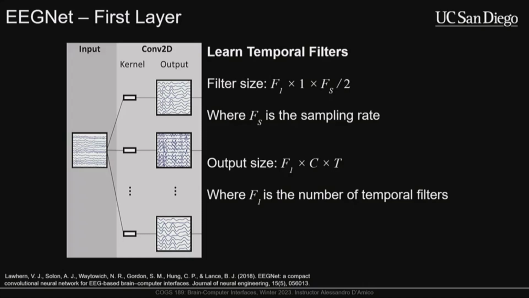And in this case, the size of our filter is going to be F1, which is just the number of filters, number of temporal filters, by 1 by half of the sampling rate. The reason you use half of the sampling rate is that it's a way of dealing with aliasing, which we talked about when we talked about filtering. So the Nyquist theorem says that you can only accurately represent data that is half of the sampling rate.